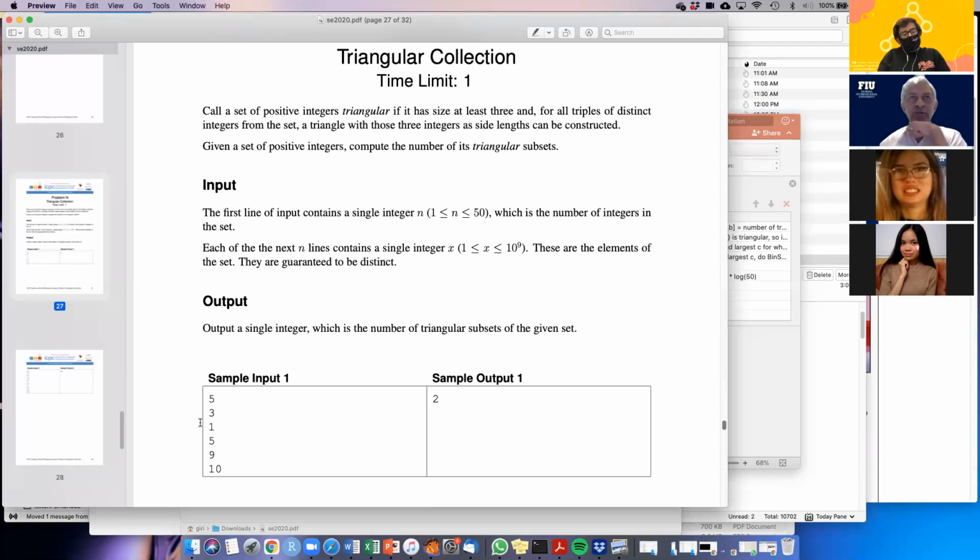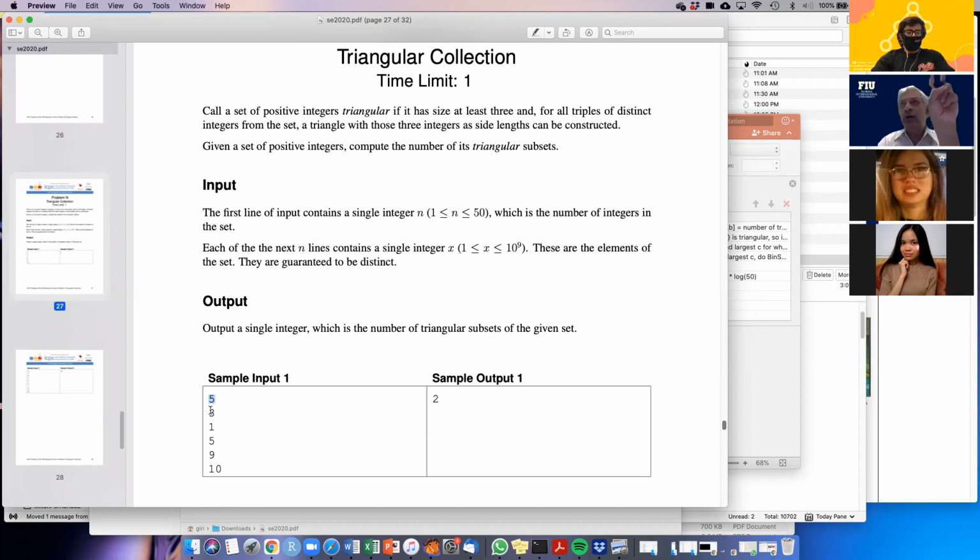Now, here is an input. This tells you that there are 5 numbers that are given to you. And you're given 3, 1, 5, 9, and 10. And you're asked the question, how many triangular sets are present here? Well, the first thing we'll do is we'll sort this and then we'll put it into an array. And so we would have 1, 3, 5, 9, and 10 in that order.